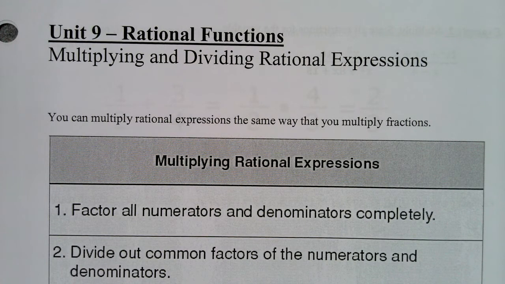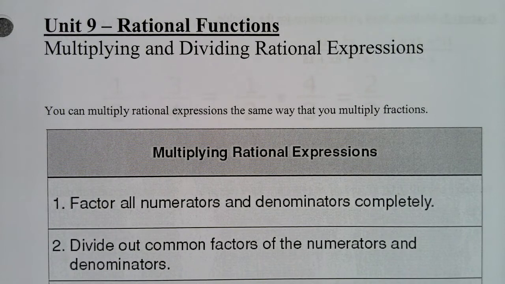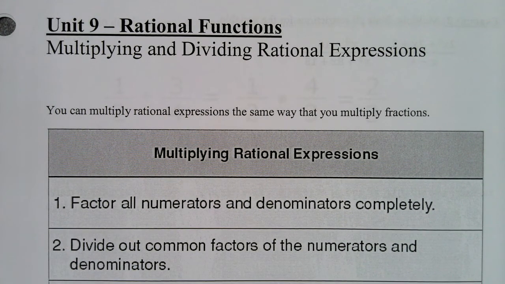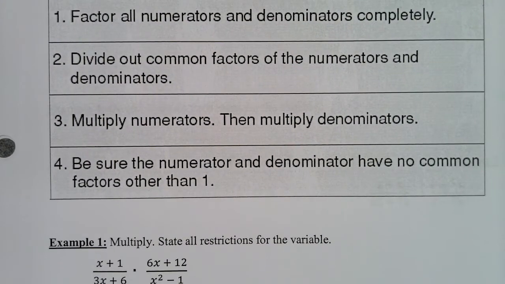Now these are the steps that we're going to follow when we multiply rational expressions. Step one, you have to factor all the numerators and denominators completely. Then step two, you're going to divide out the common factors of the numerators and denominators. After you do that, you multiply the numerators and you multiply the denominators. And make sure that the numerator and the denominator have no common factors other than 1.